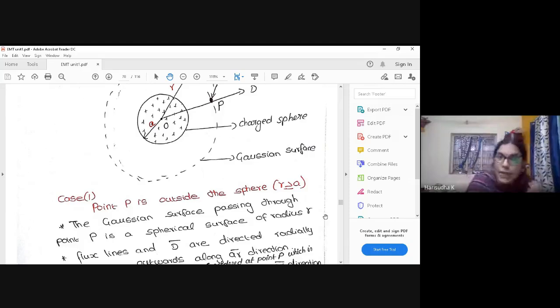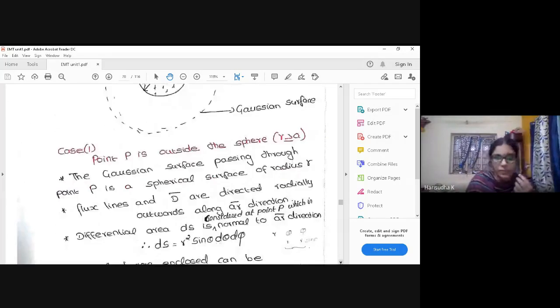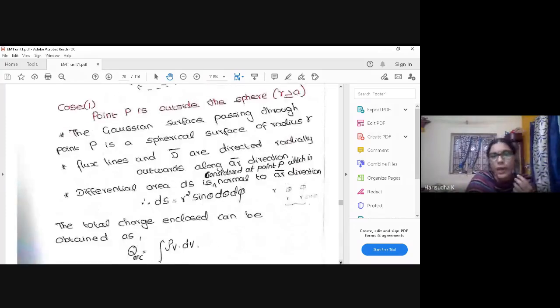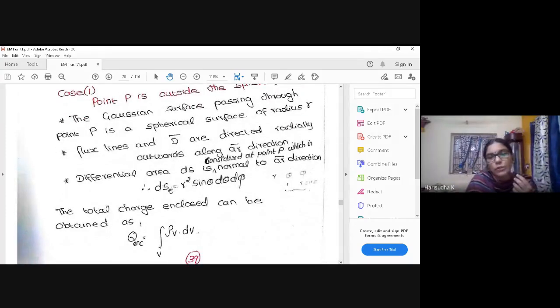So I have assumed that the electric flux density, otherwise the surface area at the point P, ds is normal to the unit vector AR. Therefore, I have to write ds with respect to r. That is dsr I have to write. If I want to write dsr, the other two terms which come are d theta and d phi along with the AR unit vector. So this equation I have directly written over here.